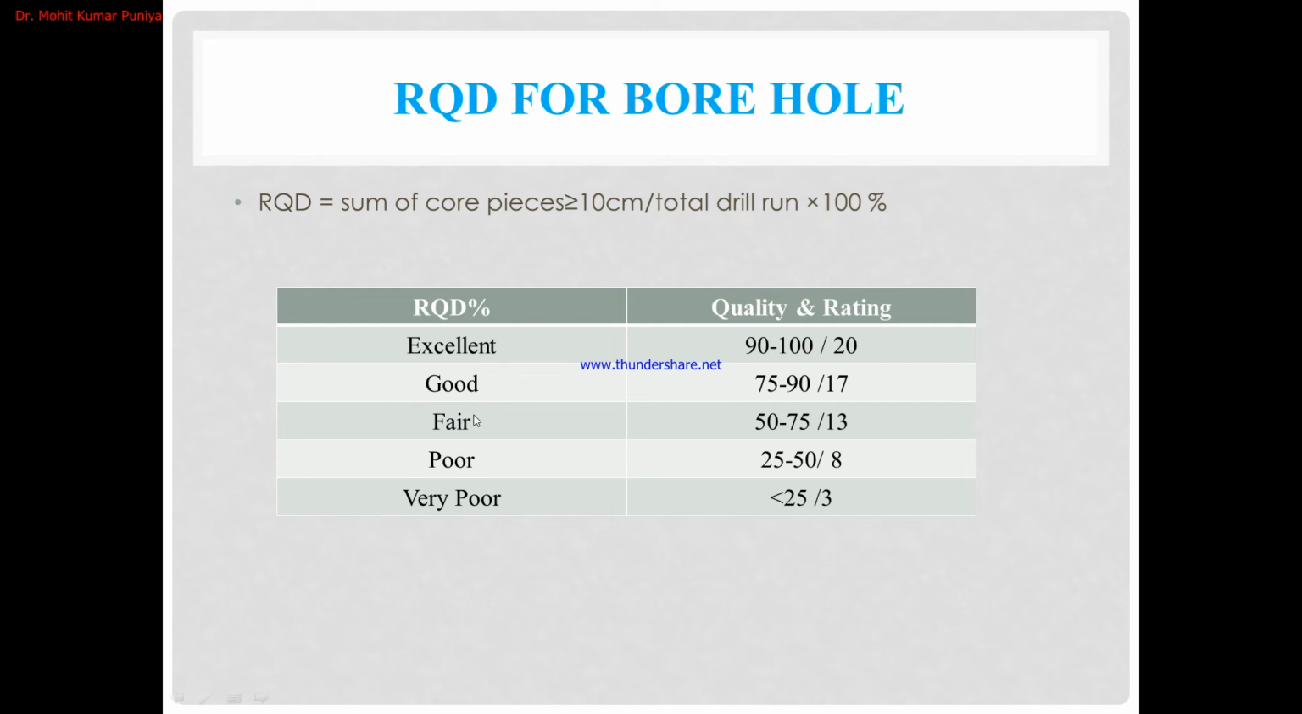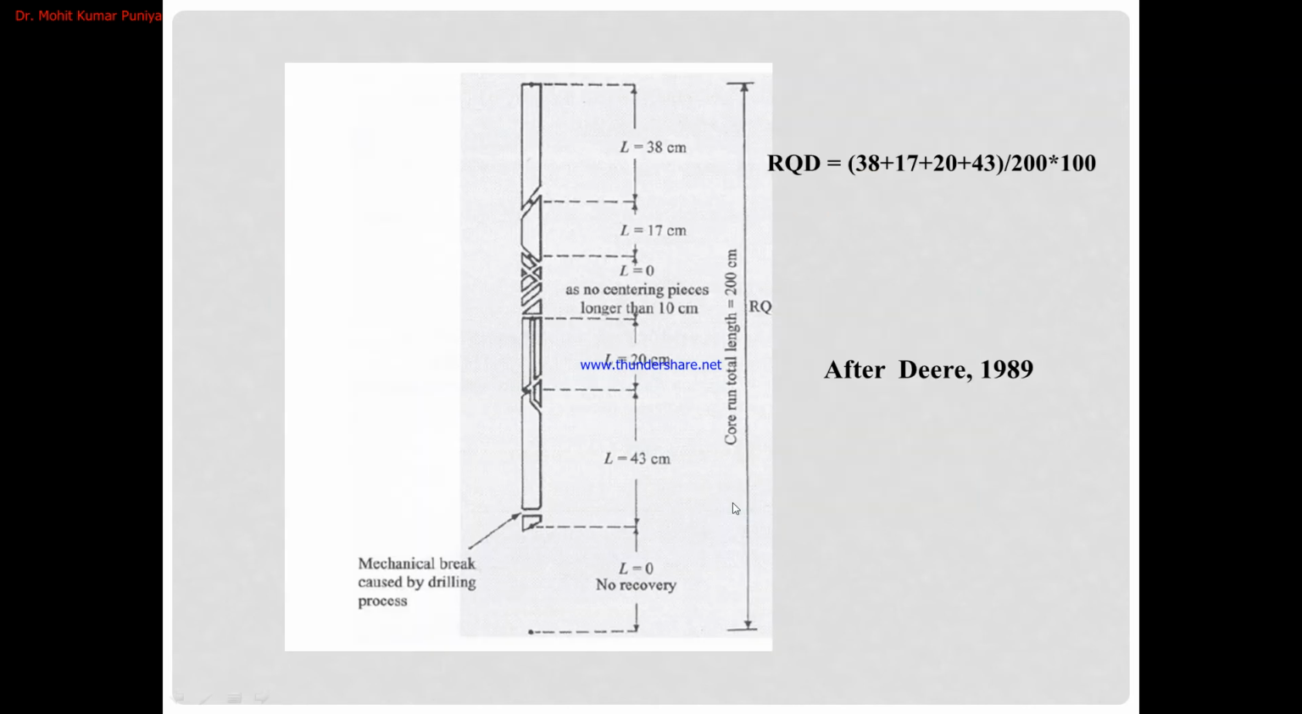So RQD will classify the rock class, and this rock class is usable for the civil engineer, because we are the geologists and we are the mediator between the rock and the civil engineer. So we convert the language of the rock to numbers, and these numbers are usable for civil engineers.